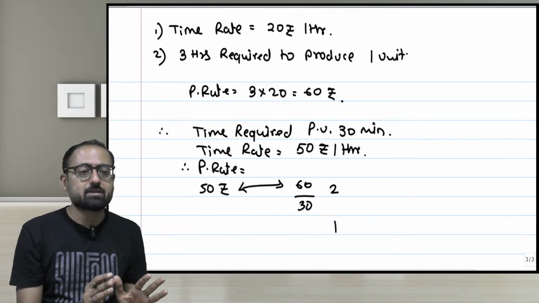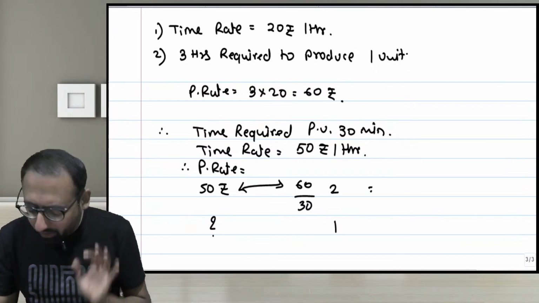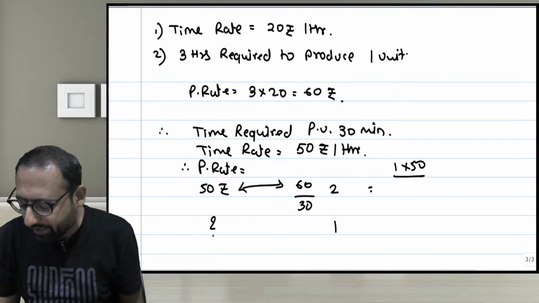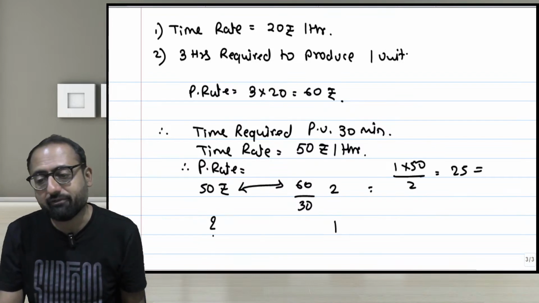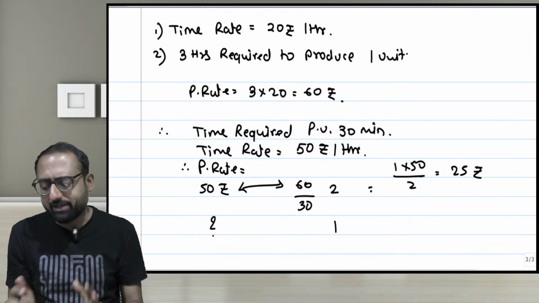So I want a piece rate. I want a rate of 1 unit. So for 1 unit, how much will be the rate? Very quick answer by one student. So 1 multiplied by 50 divided by 2, your answer comes to 25 rupees. I hope everyone is clear. I have taken enough examples for that.